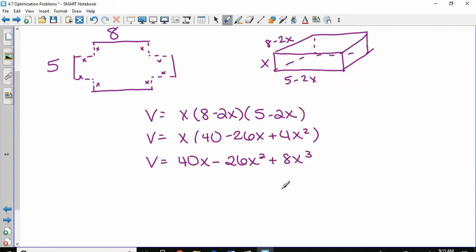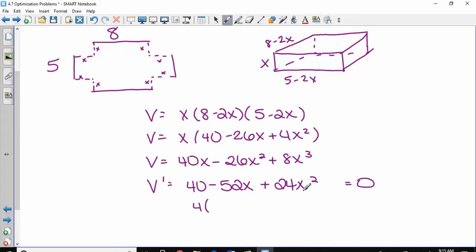All right. So then, what do I do? Derivative. 40 minus 52x plus 24x squared. And we want to ultimately figure out when this equals 0. Is there anything we could do to help with that? I think we, oh, it's a quadratic.